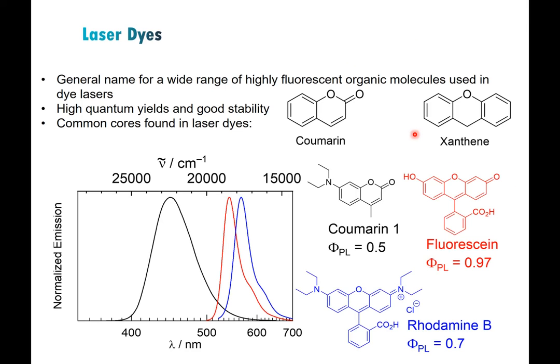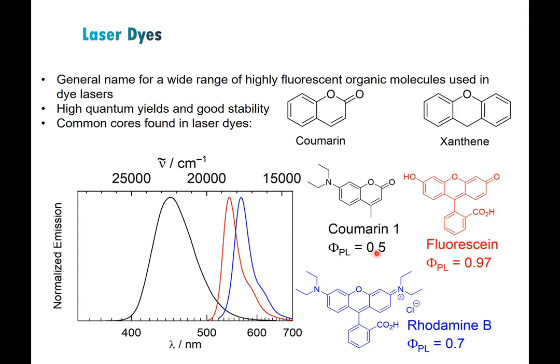So this is what a few examples of them look like. Most of these laser dyes, annoyingly, have trade names that don't really tell you anything about the structure. So this is coumarin 1. Don't ask me why. I don't know if that means it's the first coumarin that was ever made, or someone decided to number it as number 1. That one is blue fluorescent and has a 50% quantum yield.